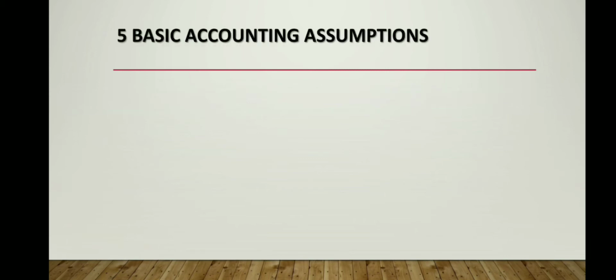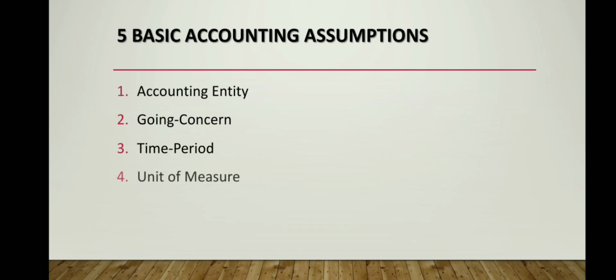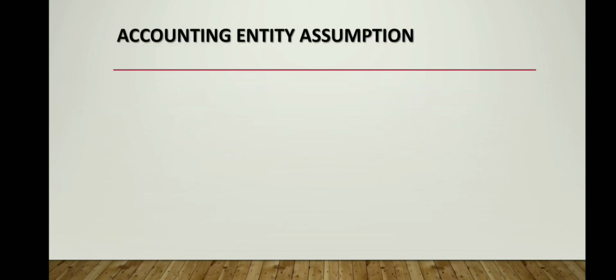So there are 5 basic accounting assumptions. These are the accounting entity, going concern, time period, unit of measure, and accrual basis assumptions. So we're now going to discuss them one by one, starting off with the accounting entity assumption.